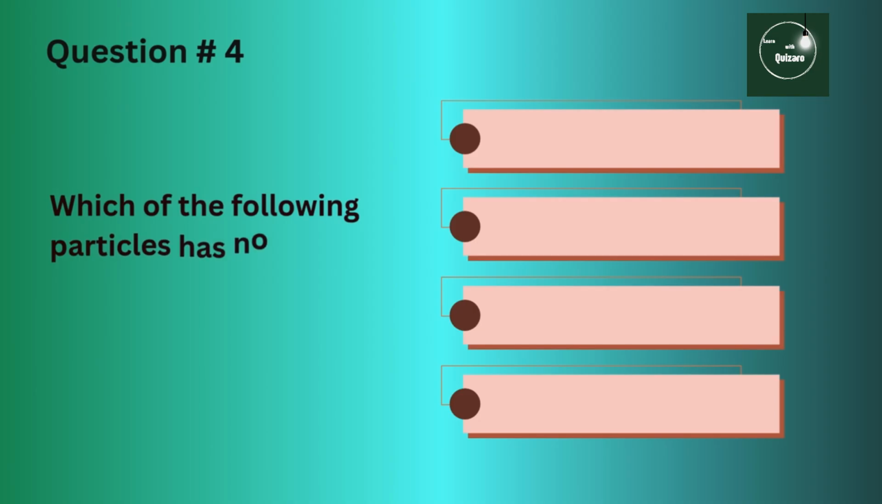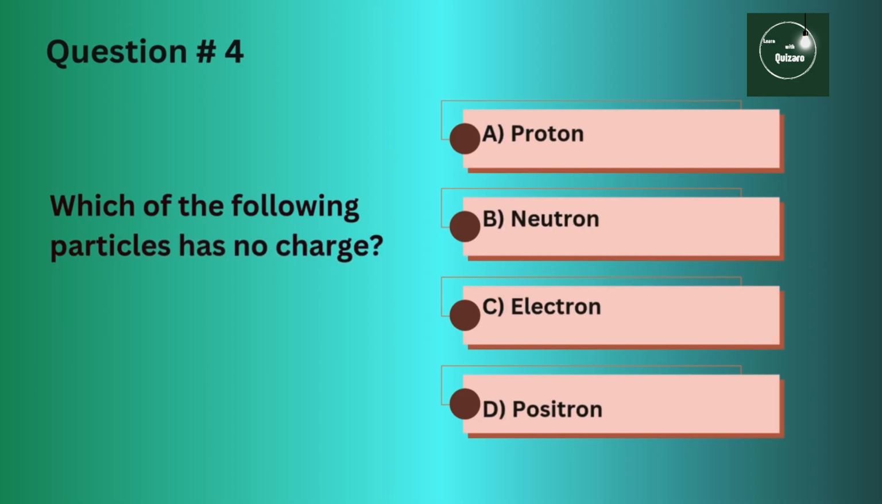Question number 4. Which of the following particles has no charge? A. Proton. B. Neutron. C. Electron. D. Positron.